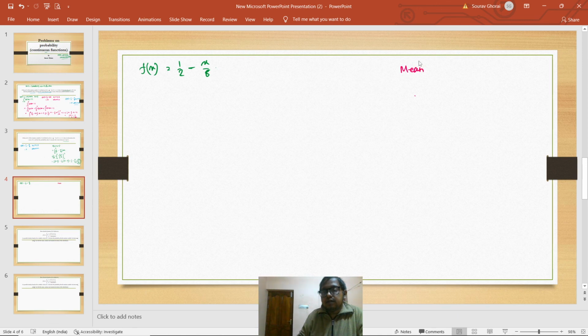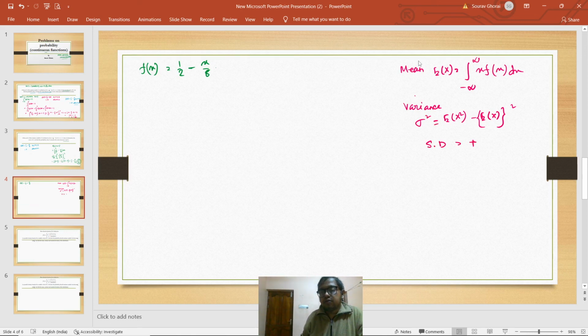We can find the mean, which is defined by E of x is equal to the integral from minus infinity to infinity of x into f of x dx. Variance, denoted by sigma square, is E of x square minus E of x whole square, and standard deviation is the positive square root of variance. And we can find E of x square as the integral from minus infinity to infinity of x square into f of x dx, where f of x is the probability density function.